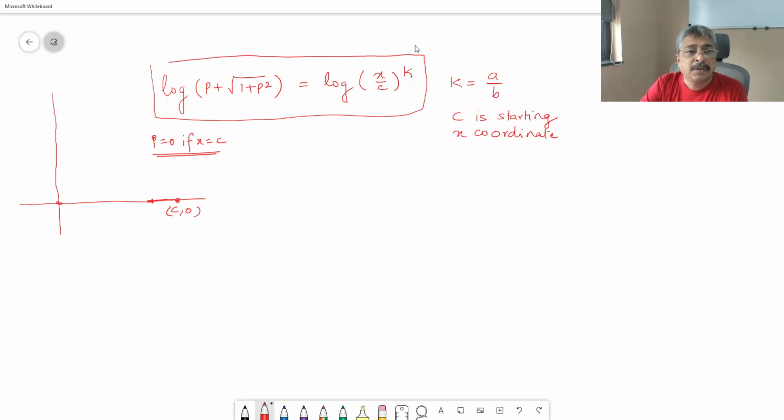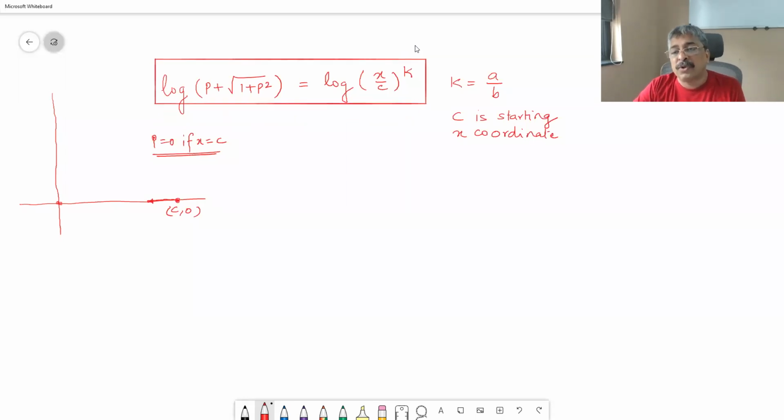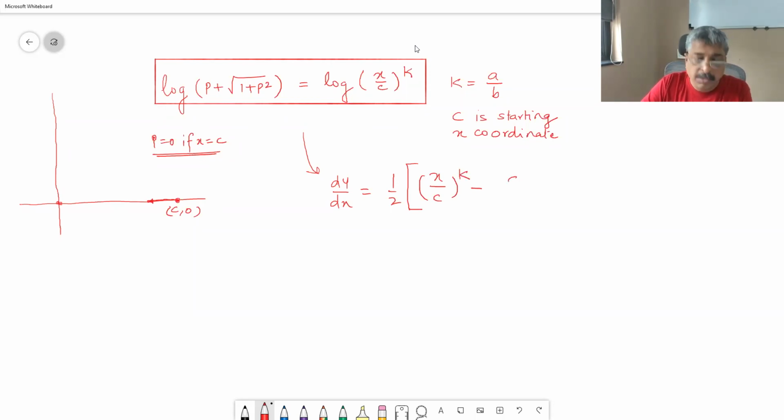This is a first order, first degree differential equation, which we can write. If we solve it for p, we will get dy by dx is equal to half inside bracket (x by c) raised to k minus (c by x) raised to k. First check whether you have arrived at this step, and maybe then we go ahead and integrate it.